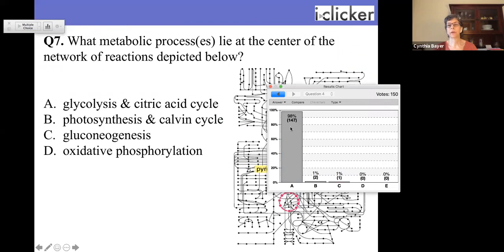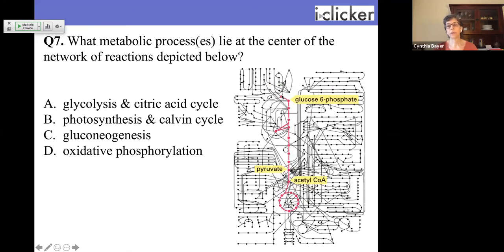A is the correct answer. The center of all of these processes is glycolysis, breaking down glucose to pyruvate, pyruvate converted to acetyl-CoA that can enter the citric acid cycle. All cells, anything that's alive, can carry out glycolysis, oxidize glucose, at least partially. And cells that have access to oxygen, have a mitochondria, can carry out the citric acid cycle and continue to completely oxidize that glucose. And that's what we'll be talking about next week.